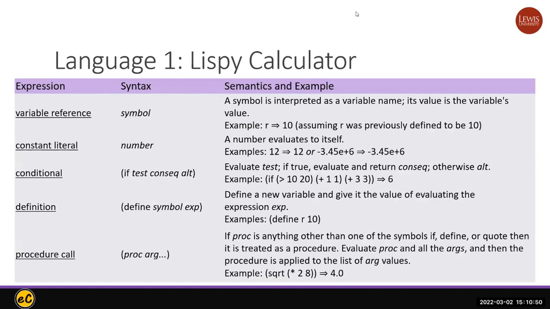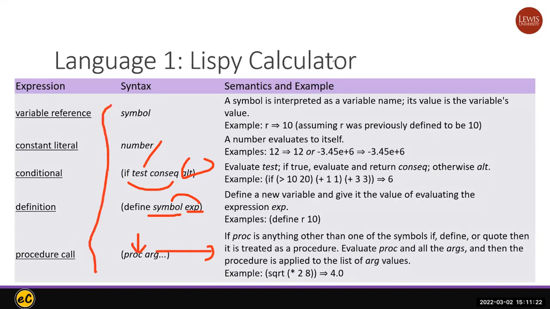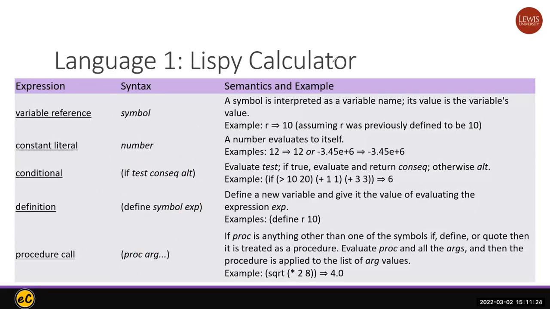This one is a Boolean condition. If true, you return this value; if false, you return this value. It's a conditional. And we have define, which sets the symbol to be the same as the expression. It can define a variable or define a function. Okay, for a procedure call, you put the procedure function name and then the parameters, and you can evaluate the function. So these are the 5 different basic forms used in this Lisp language.